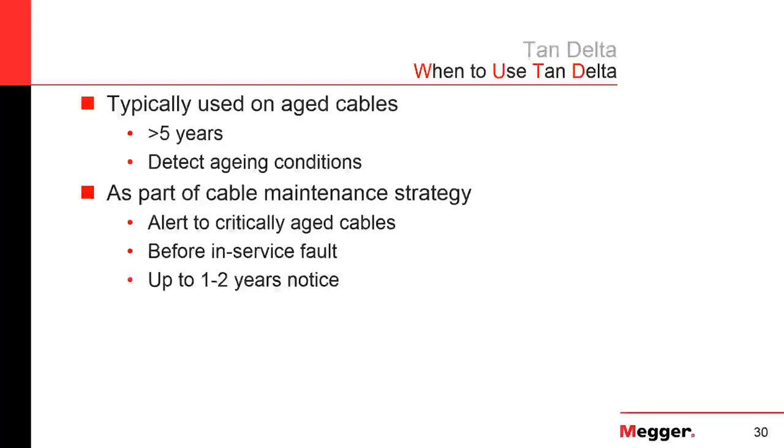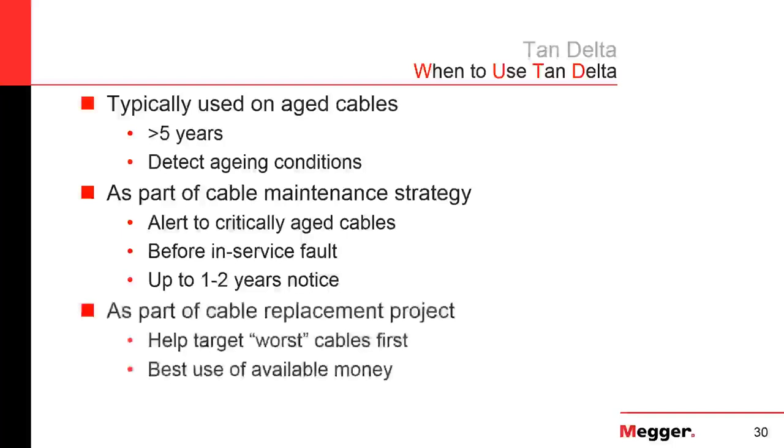Of course, the more often we do this, the more trending data we have, the better we're able to predict things. And if we have that kind of trending data, we may get a year or two notice before that cable fails in service.